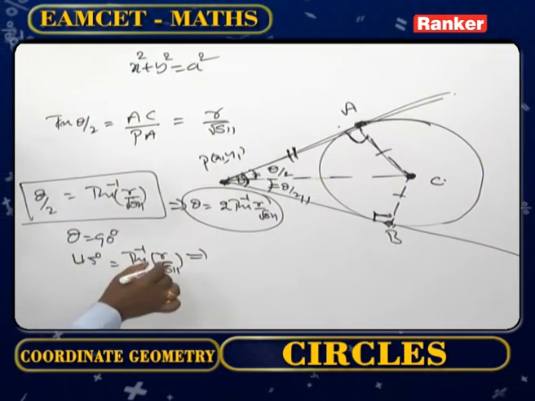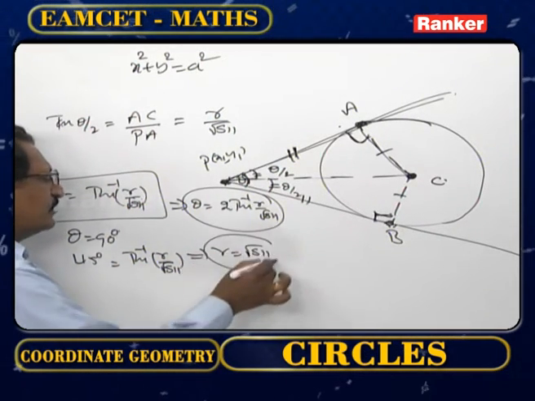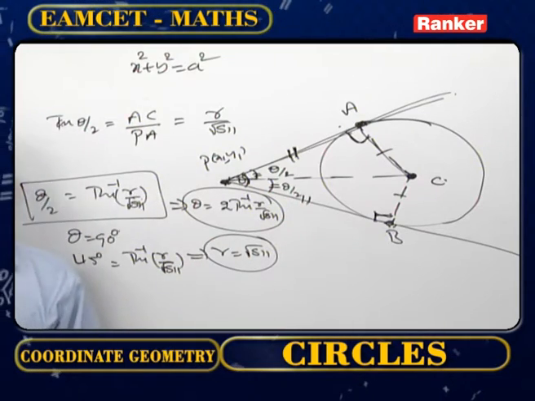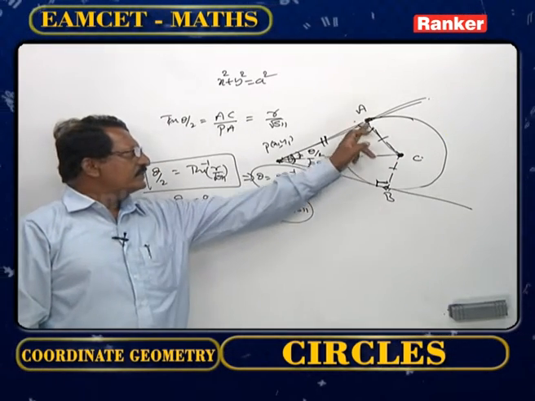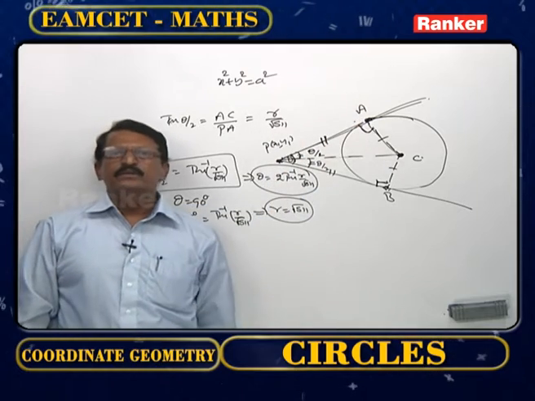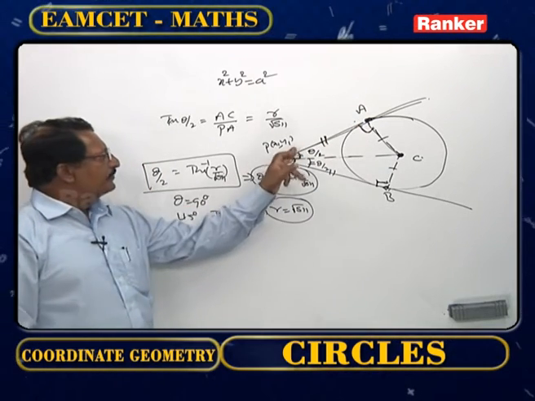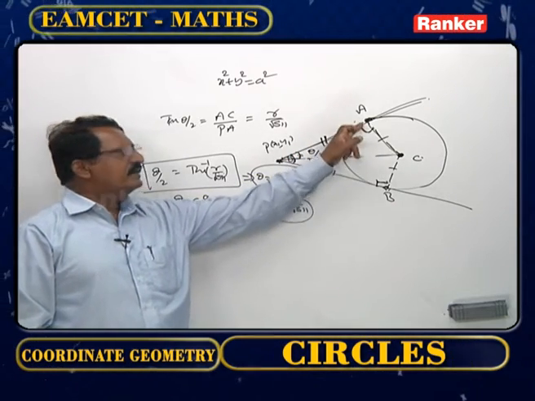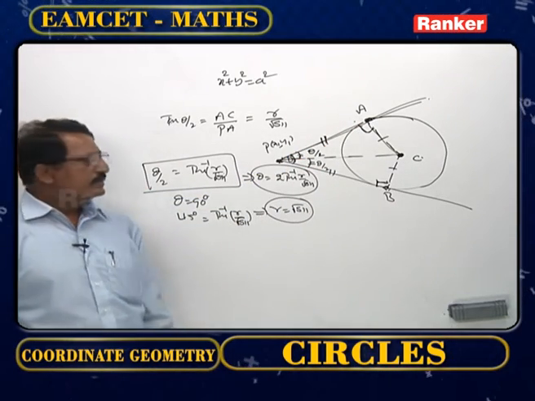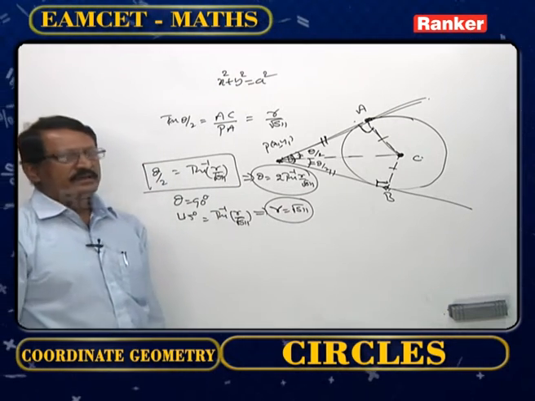Now tan 45 is 1, then we get R equals root S11. If the angle between the pair of tangents is 90 degrees, the condition is that the radius of the circle and the length of the tangent are equal. R equals root S11 is the condition.